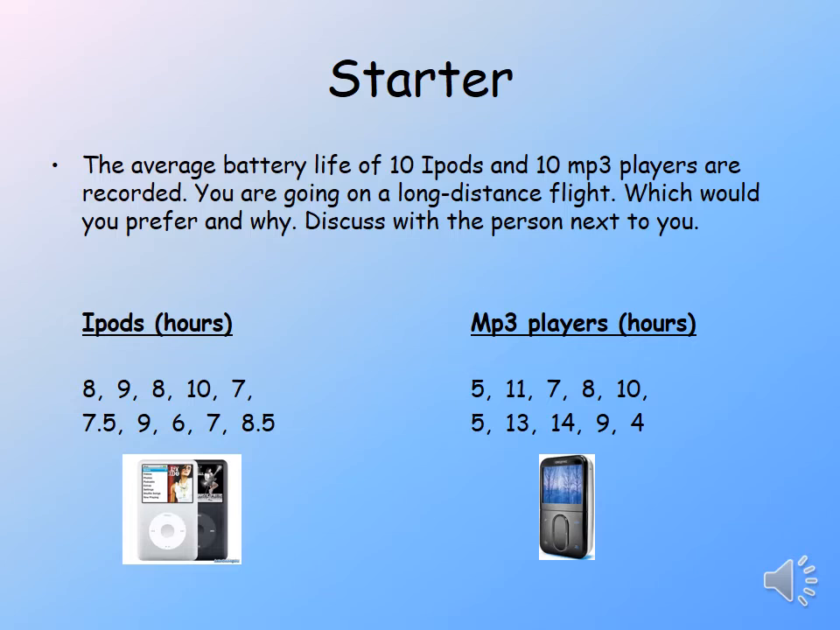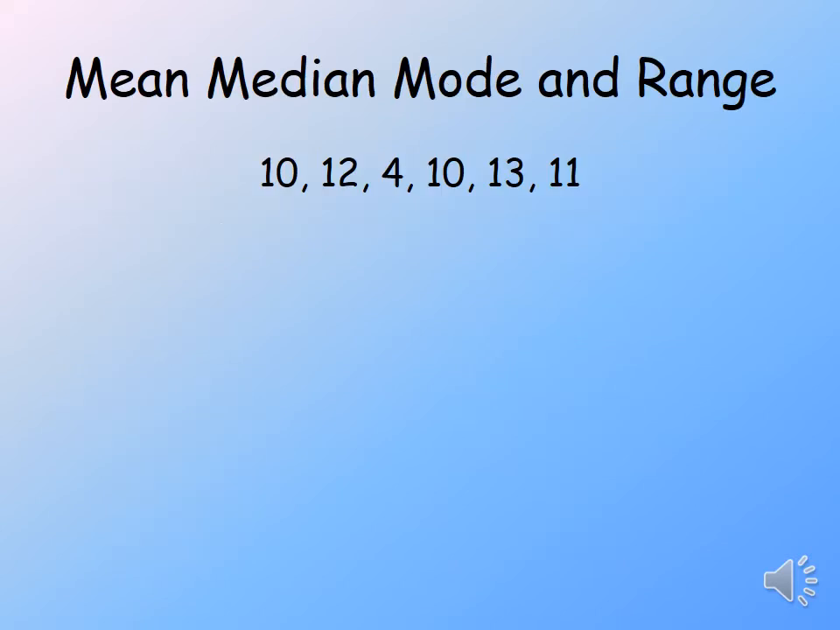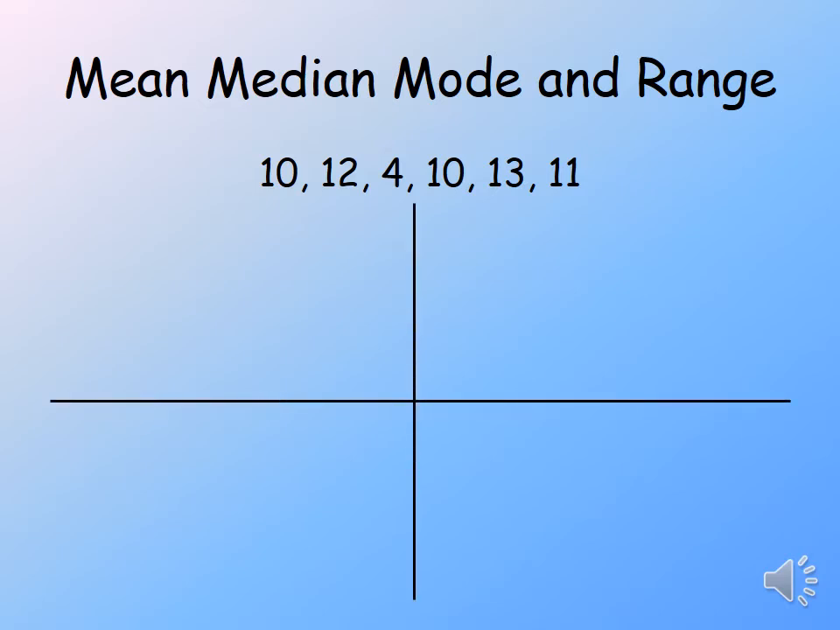Okay, so we're about to start the topic. To illustrate these calculations, I'm going to use this set of data, which is 10, 12, 4, 10, 13 and 11. And we're going to do it in this diagram where we're going to do all 4 calculations. So the first thing is mean. Mean means an average. In other words, if there was one number that all these could be, what would it be?